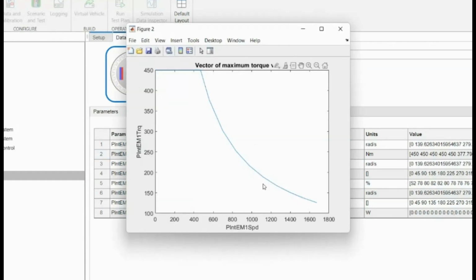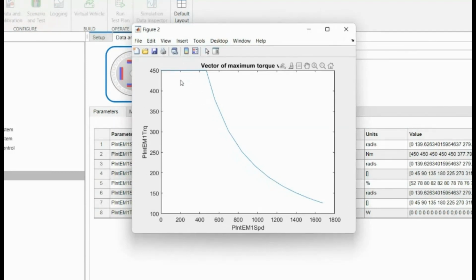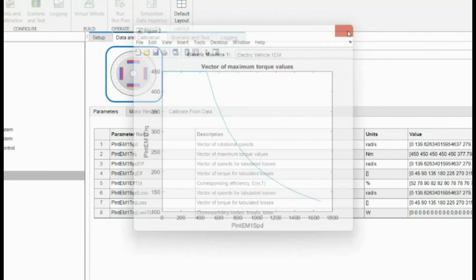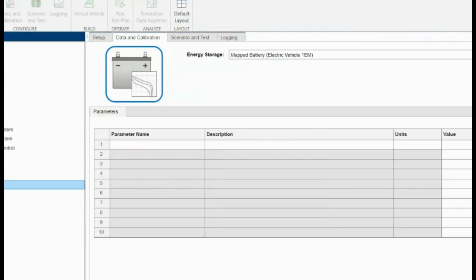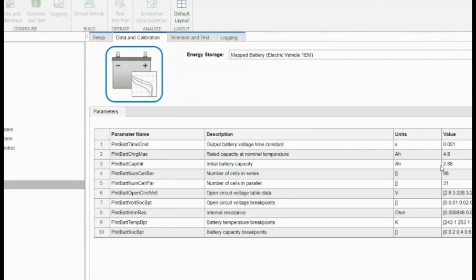Let's say for this, at least this model, they've chosen the machine with a torque plot which has speed up to, let's say, 500. You have a constant torque of 450 Newton meter. So these are pre-filled data that is present, and the energy storage device.